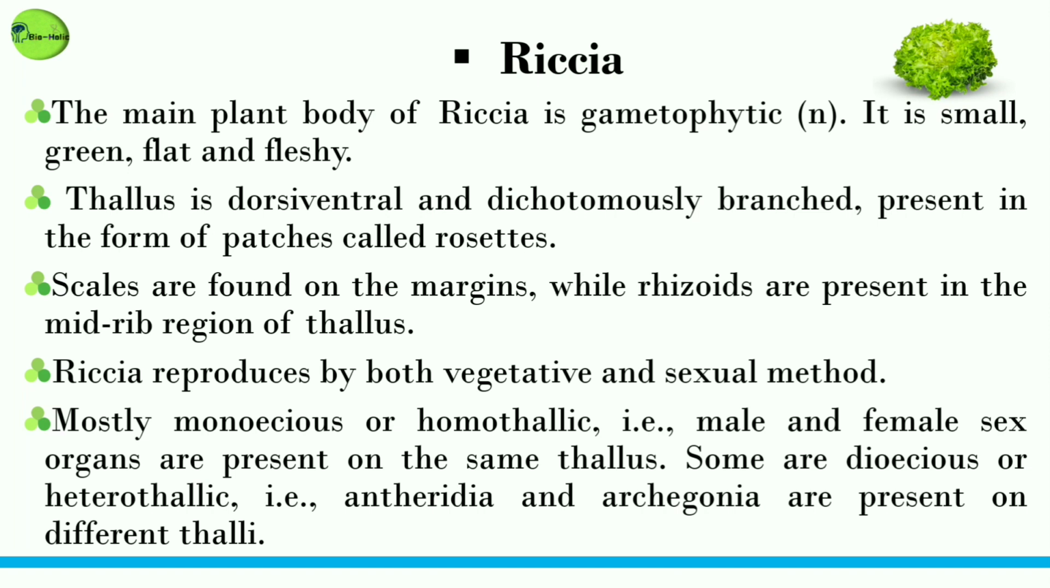Now Riccia also reproduces by both vegetative reproduction and sexual reproduction, and most of the species are monoecious or homothallic, which means male and female sex organs are present on the same thallus. A few species are dioecious or heterothallic, meaning the antheridia and archegonia are present on different thalli.